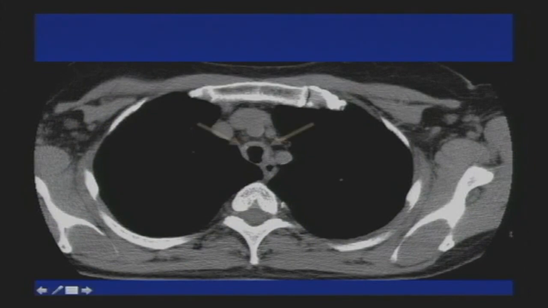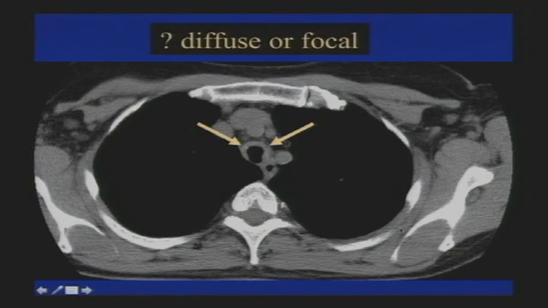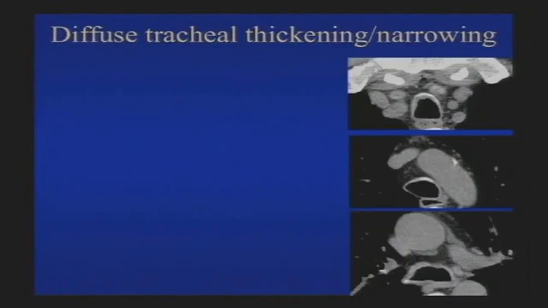So the first thing that you should ask when you see a case of tracheal wall thickening is, what's the distribution? Is it half a centimeter or a centimeter in length of the trachea, or is it in the entire trachea and the central bronchi? So diffuse or focal. Start with diffuse. Here's a nice example of tracheal wall thickening that goes from the upper trachea down into the mainstem bronchi. And for diffuse tracheal wall thickening, the three classic ones to give you this appearance are sarcoid, amyloid, and Wegener's.